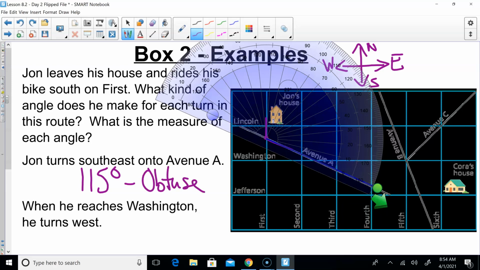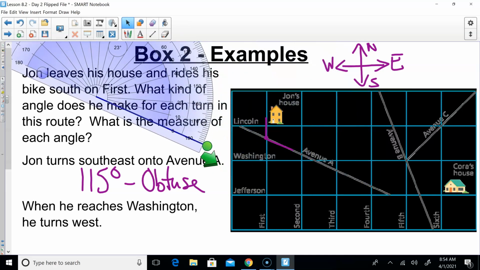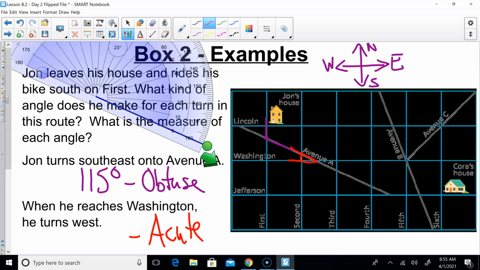So now he's on Avenue A. So I'm going to move this right now. It says when he reaches Washington, he turns west. So he's continuing on A right now. We'll use a different color. So he's continuing on Avenue A till it's Washington. And right here's Washington. So he cuts it back this way. Well, I know from there to there that looks awfully acute, which would tell me his measurement is going to be between 0 and 90.